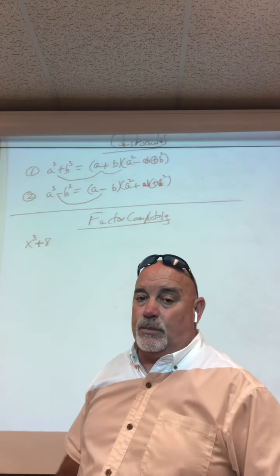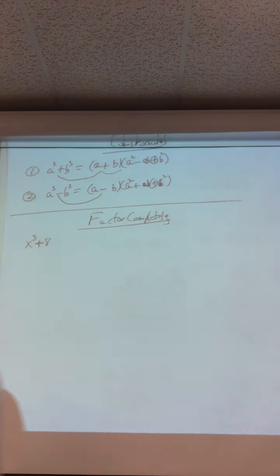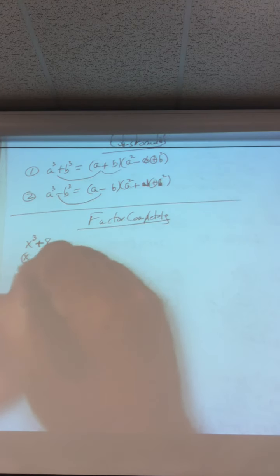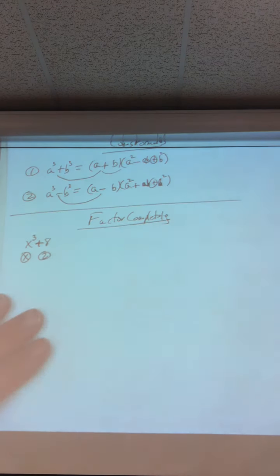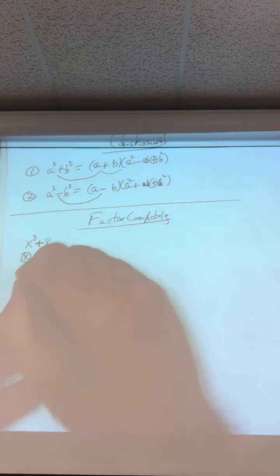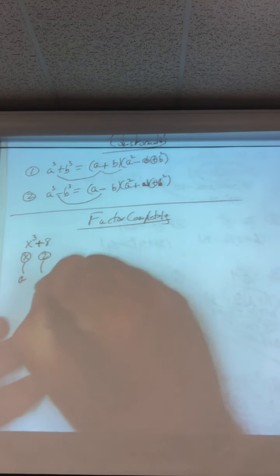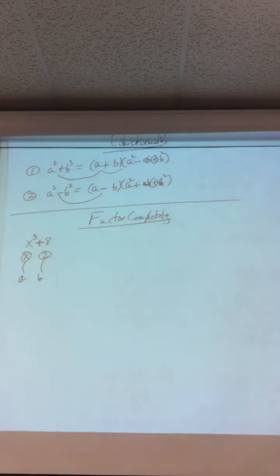Now let's try cubes. What has to happen for cubes? The signs don't matter. Is this a perfect cube? Yes. X times X times X. Is 8 a perfect cube? Yes. 2 times 2 times 2. Now you're about to see why I write it this way. You remember your formula had A's and B's in it? Wherever you have an A, you're going to put that X. And wherever you have a B, you're going to put 2.